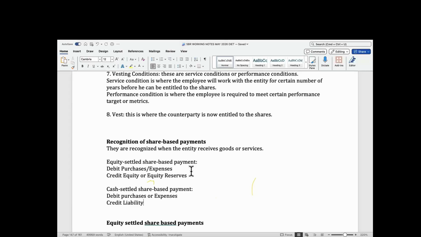We are crediting liability because we have an obligation to deliver cash. So here we are paying cash, and for that reason we are going to be crediting liability and not equity. Why not credit bank, since we are paying cash? Because we have not paid. The person has to meet some conditions. There are always vesting conditions. We have not paid the person yet.